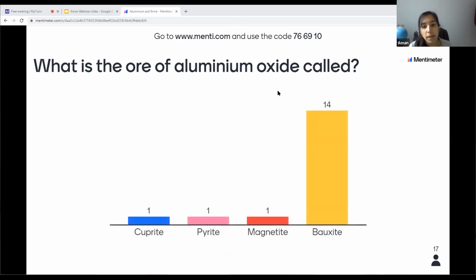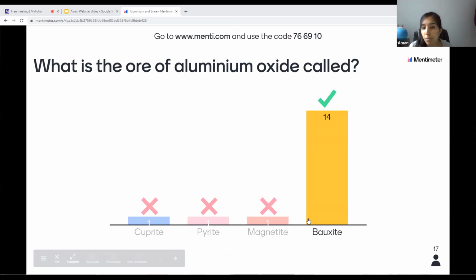Good, most of you got that. Yep, so the ore is called bauxite. Well done. These are ores of different metals. You don't need to know them. You need to know bauxite, which is the ore of aluminium oxide. So well done, everyone.